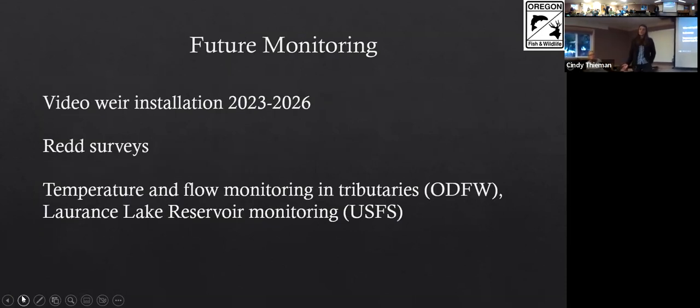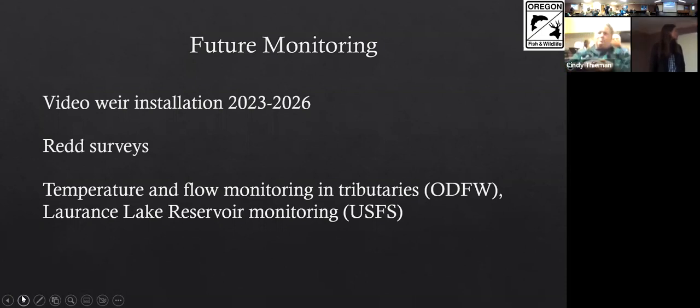And as far as future monitoring, we're planning on installing the video weirs through 2026. So that will give us a 6-year data set, which will be nice to have as far as being able to have a longer term set of data to compare. We'll continue redd surveys, and also we'll be doing temperature and flow monitoring in Laurance Lake tributaries, and the Forest Service will continue Laurance Lake physical monitoring.